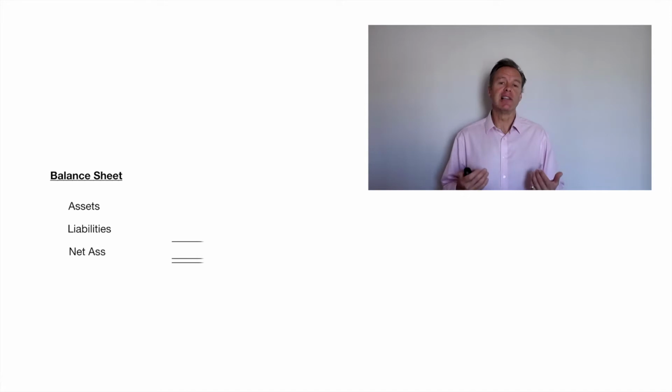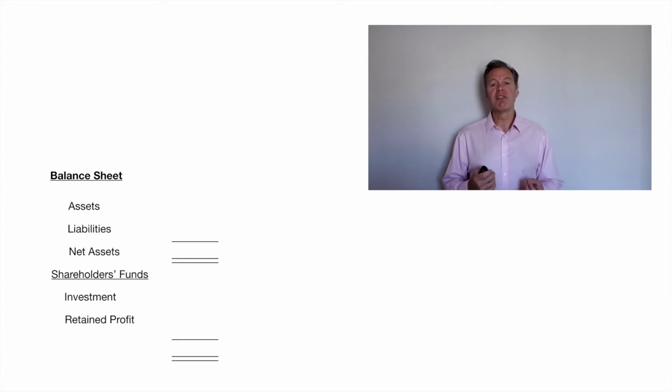To set up our company, we're going to start with the balance sheet. And if you remember, on the balance sheet the only two things we find are our assets and our liabilities. If we deduct the liabilities from the assets, we get the net assets. And these net assets are represented by, or are the same as, the shareholders' funds, which is any investment by the shareholders and any retained profit.